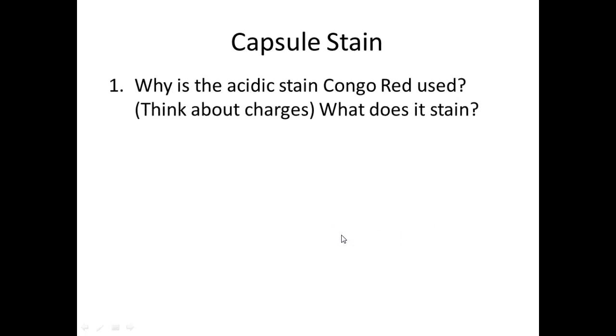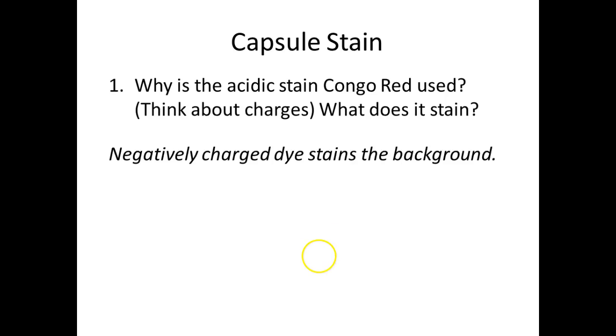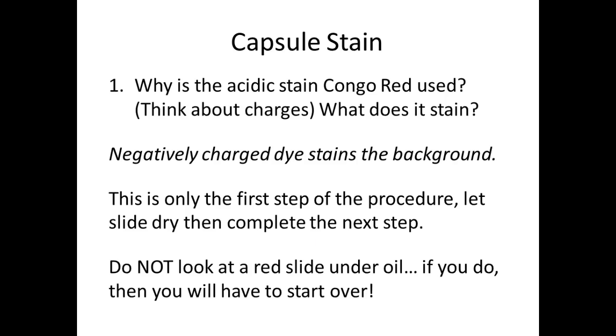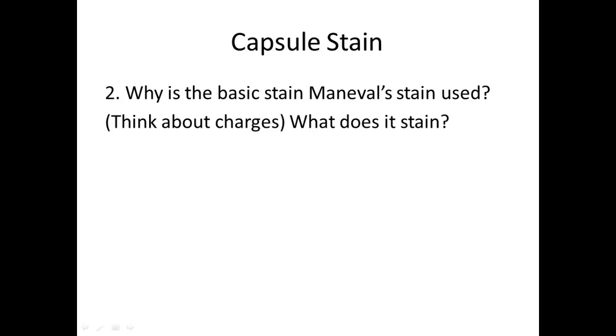So why is the acidic stain used? Remember, what charge do acidic stains have? Negative. So what are we staining when we use the Congo red? The background. This is only the first step. Do not look at a red slide under the microscope. Once you put oil on it, you destroy it and you have to start all over again, right? After that dries, then you've got to add the Maneval's reagent, and it's going to turn the slides kind of a grayish color, right? Gray slides are what you'll be looking at under the microscope.